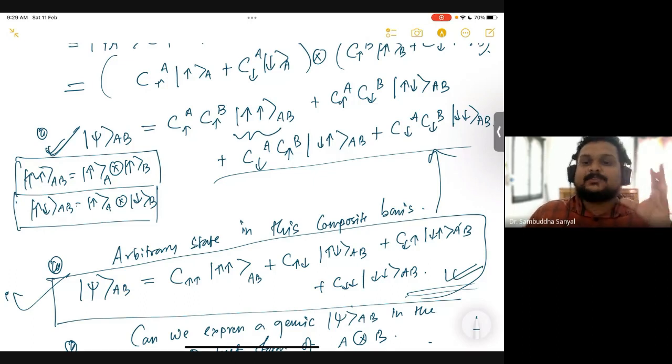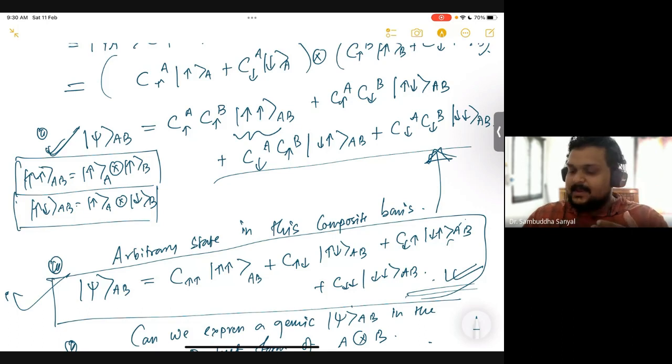Now, a generic superposition state in a 4-dimensional Hilbert space, can it be written as a direct product of two superposition states in two-dimensional Hilbert spaces? That is the question. If that is true, then anything that can be written like this can be written like this. Okay. The answer is no, it is not true. A generic 4-dimensional superposition state cannot be written as a product of two-dimensional superposition states. And the example is this.